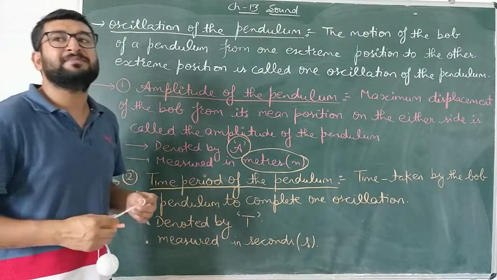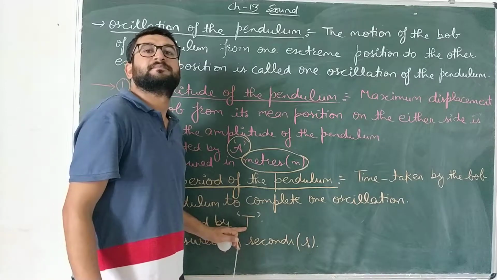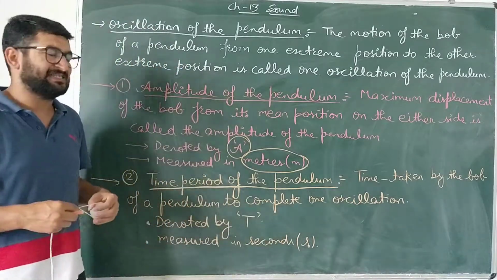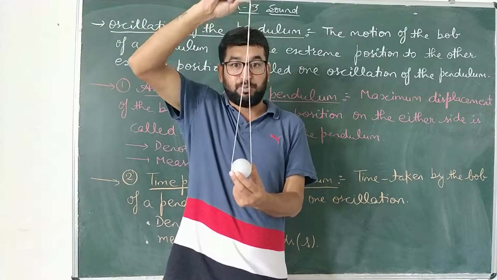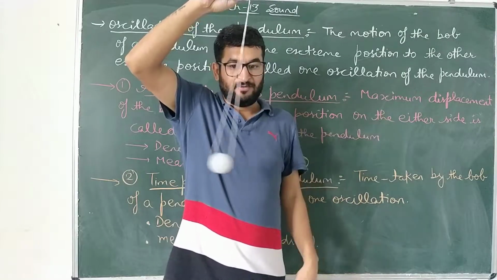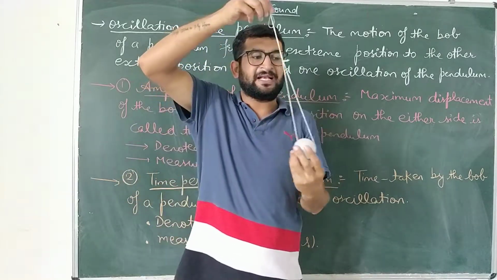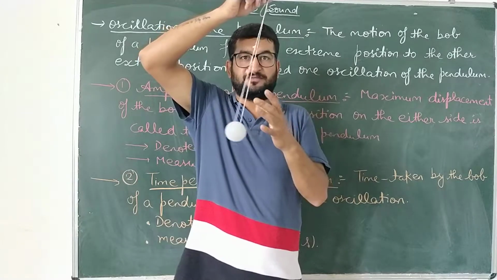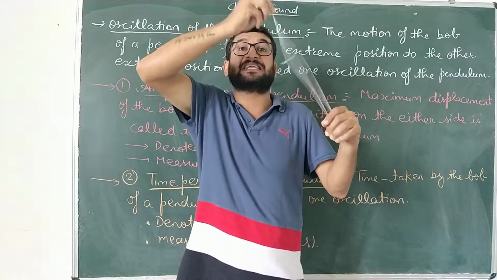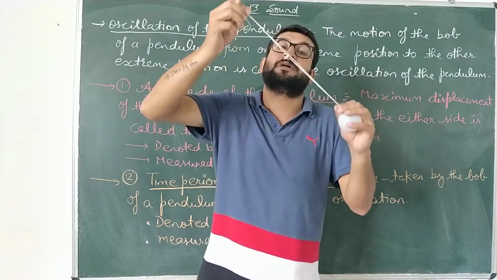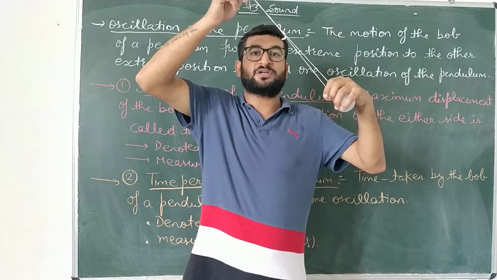Second term is time period. Time period of a pendulum is denoted by capital T, and time period is measured in seconds. What is time period? The time taken by this bob to complete one oscillation. बच्चे, ये जो बॉब है, ये एक एक्सट्रीम पोजीशन से दूसरी पर जाए और वापस वहीं आ जाए, इसमें जितना टाइम लगेगा, दैट इज नोन एज टाइम पीरियड ऑफ द पेंडुलम. The time taken by the bob to complete one oscillation.